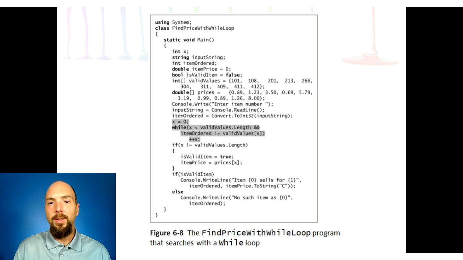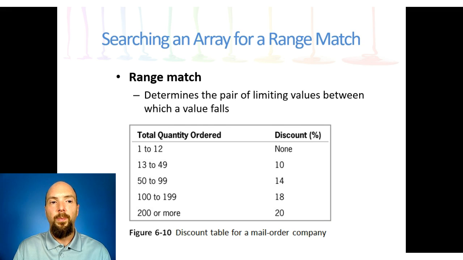A for loop, that's a definite loop. We're definitely going to start at 0. We're definitely going to go up to the max. We're going to search every single element. The while loop actually has some other options available to it.